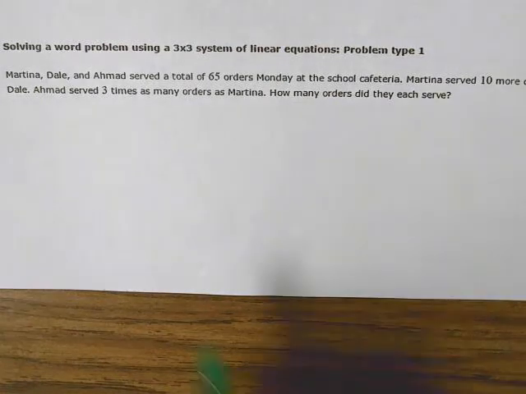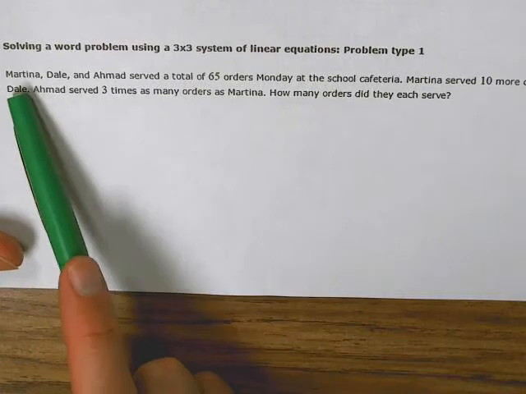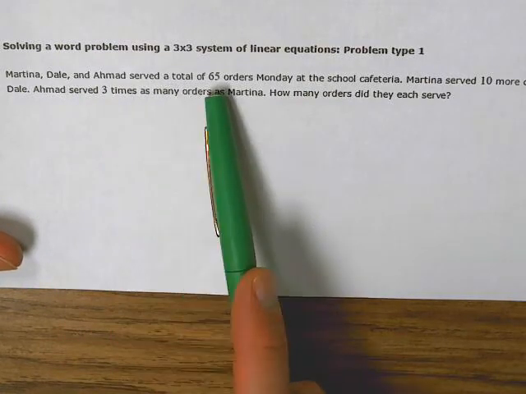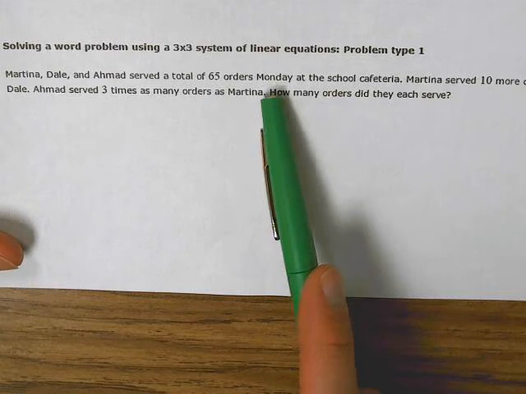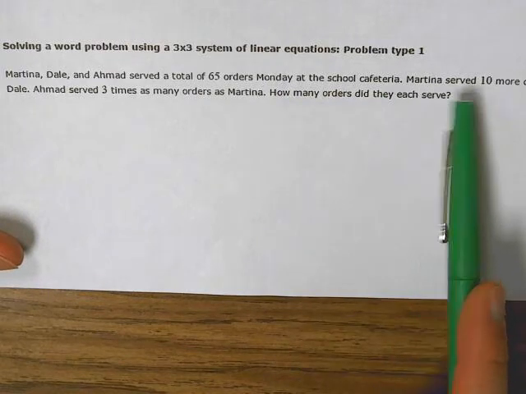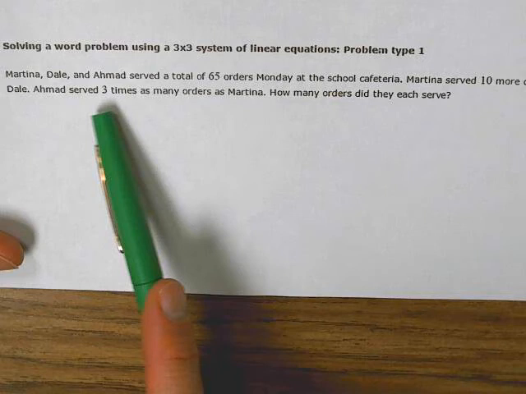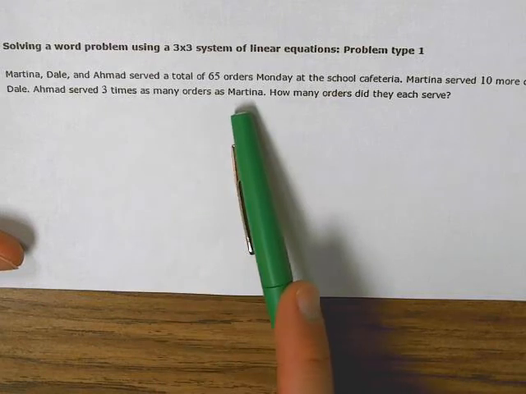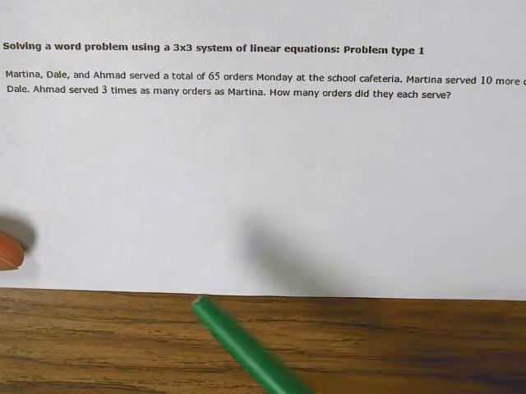So in this problem, we have Martina, Dale, and Ahmad serving a total of 65 orders Monday at the school cafeteria. Martina served 10 more orders than Dale, and Ahmad served 3 times as many orders as Martina. How many orders did they each serve?